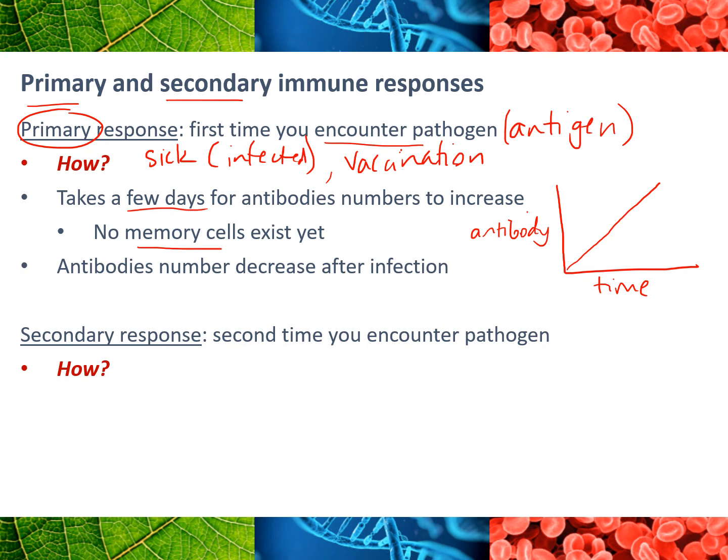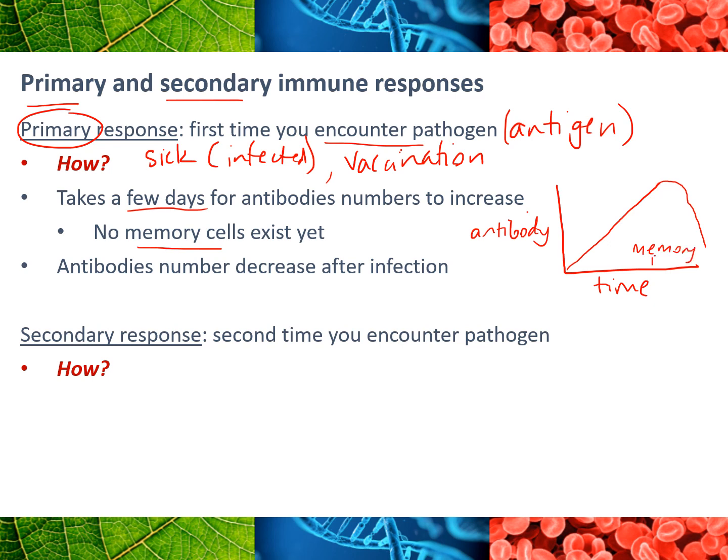And then once we're better, those B plasma cells aren't needed anymore, so they'll go through apoptosis. All the antibodies have been used up, so those numbers will drop right down. Okay, we will still have some antibodies on our memory B cells at the end of a primary response.